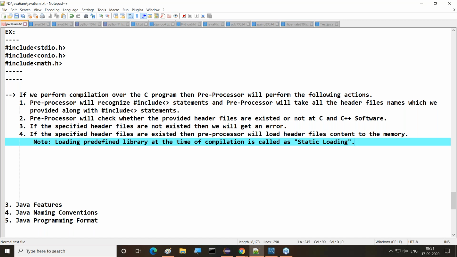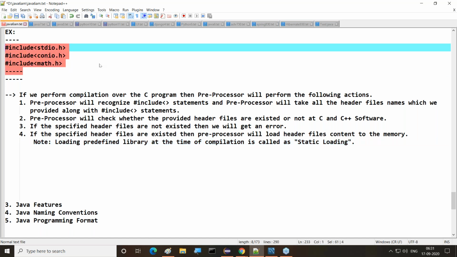Even though I've given it in the form of these four points, the point is very clear. When we provide hash include stdio.h or conio.h or math.h, the preprocessor simply checks if these header files are available in the C predefined library, that means the C software, or not. If not available, an error will come. If available, the preprocessor will load these header files content to the memory. That's it.